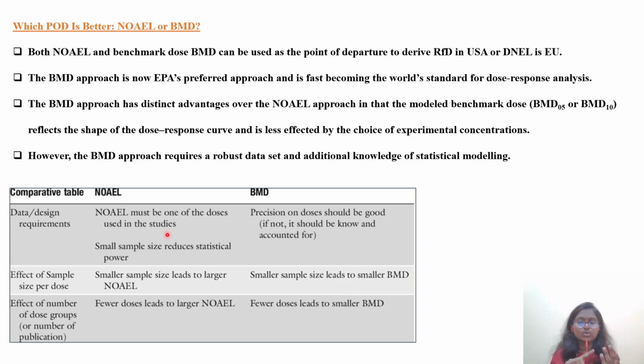As I said, NOAEL: control, low dose, mid dose, high dose. Out of low dose, mid dose and high dose, one will be your NOAEL. Sample size reduces statistical power. As I said, at least n should be there.